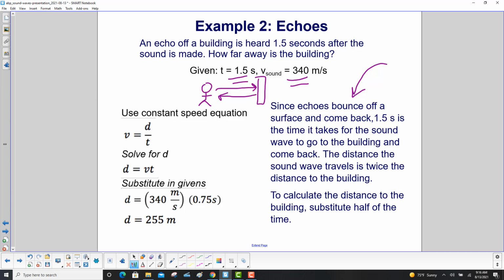So instead of putting in 1.5 seconds, we put in half that, which is 0.75. So here's our velocity equation. We solve for d by multiplying both sides by t, substitute in our givens, and we substitute in half the times. And the distance to the building is 255 meters.